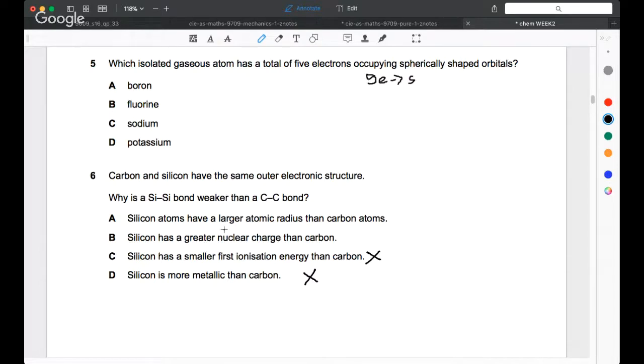So silicon does have a greater nuclear charge than carbon, but the distance outweighs that nuclear charge, thus it's weaker. The distance between the outer electrons of silicon and the nucleus is greater than that of carbon. So for B, a greater nuclear charge would result in a stronger bond, but in this case it's reversed because although it has a greater nuclear charge, the distance is larger.